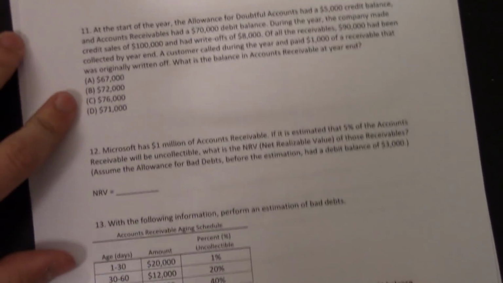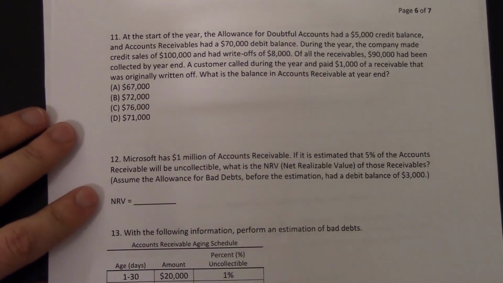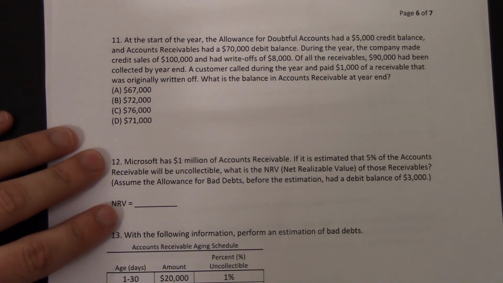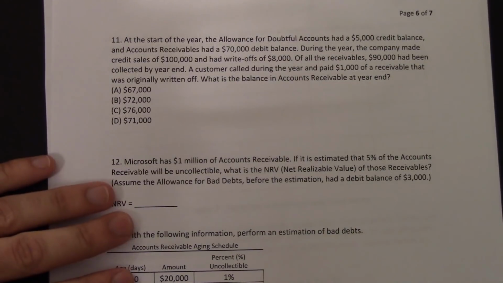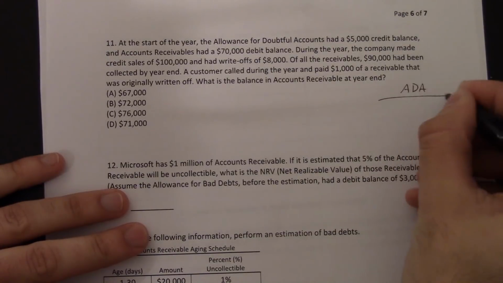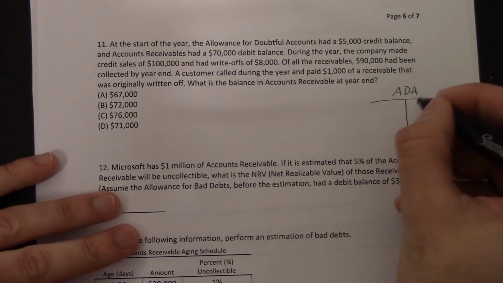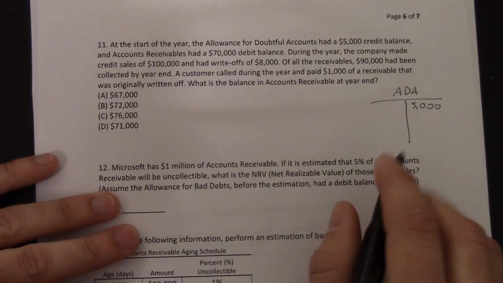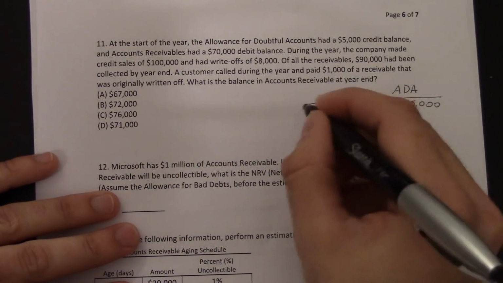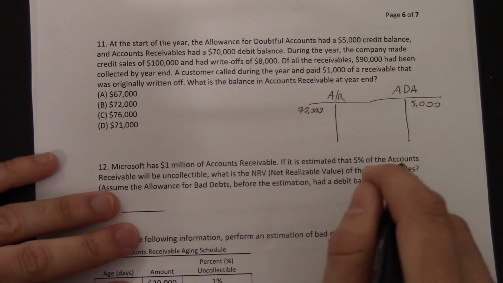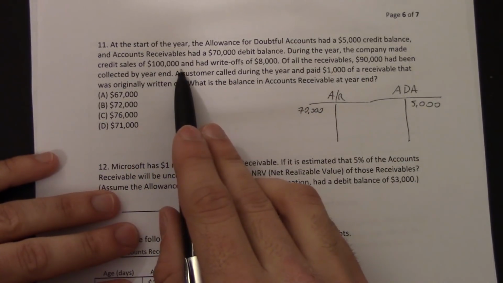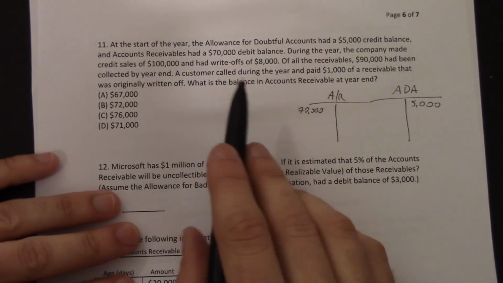Moving on, we've got number 11. At the start of the year, the allowance for doubtful accounts had a $5,000 credit balance. So I'll just right off the bat make an ADA T account. We've got a $5,000 credit balance, and accounts receivable has a debit balance of $70,000. During the year, the company made credit sales of $100,000. So what would that journal entry look like?